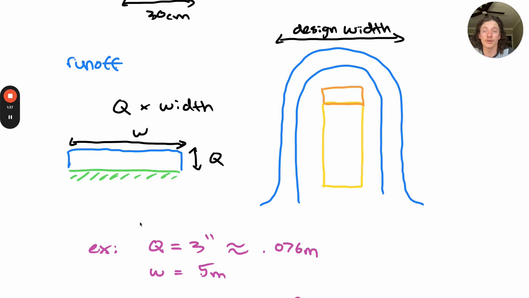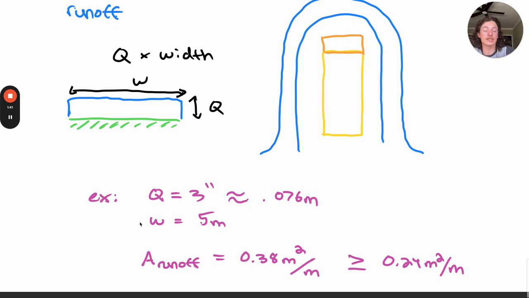We have an inflow area of 0.38 square meters per meter, which is greater than our 0.24. So we would actually need to increase the area of our drainage.